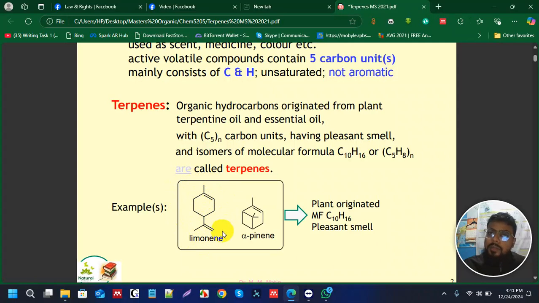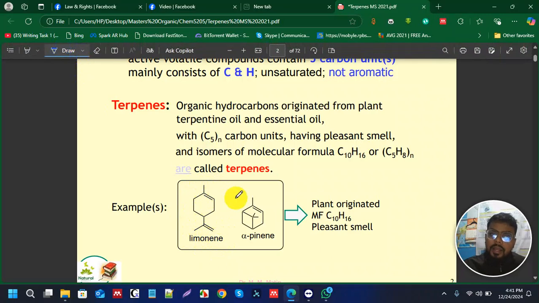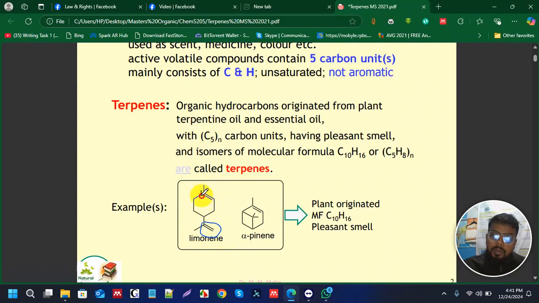And we know that terpenes are unsaturated. This limonene compound contains a carbon carbon double bond here, and another carbon carbon double bond here. That's why we can say that this compound is an unsaturated compound. And the next one is called alpha pinene. It looks like the structure of methyl benzene, but it contains just a single double bond.